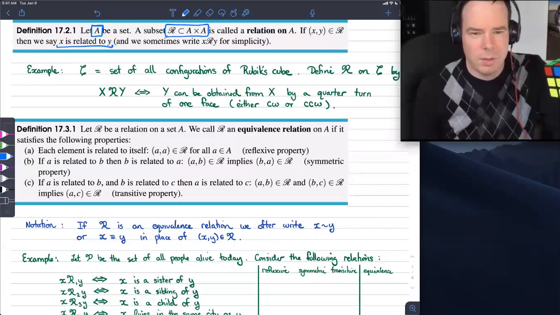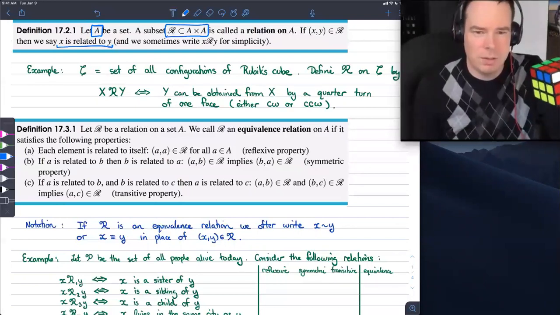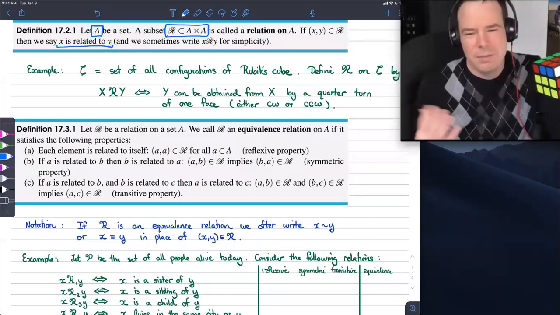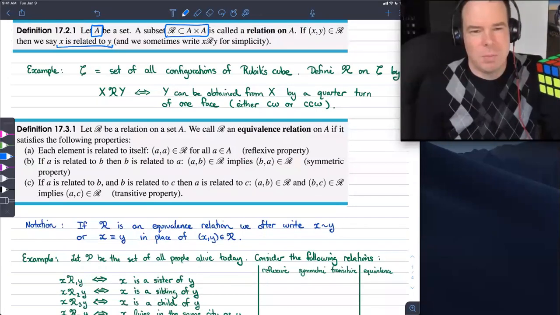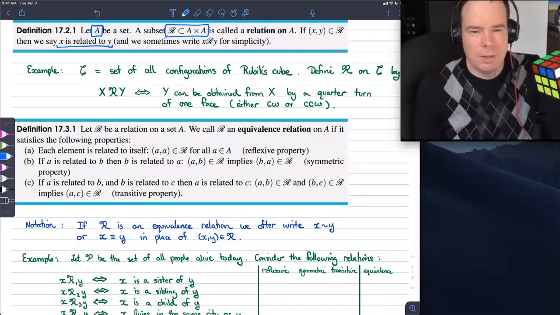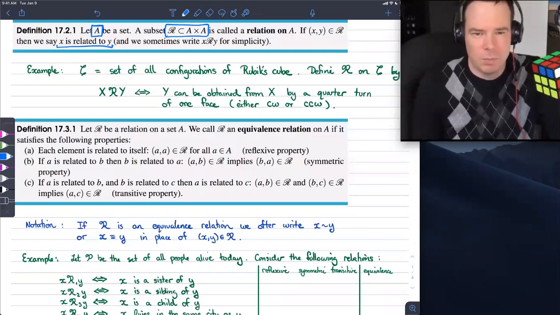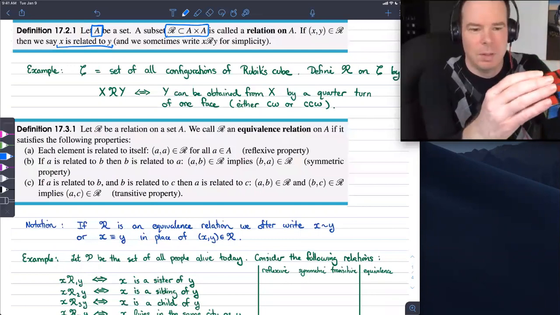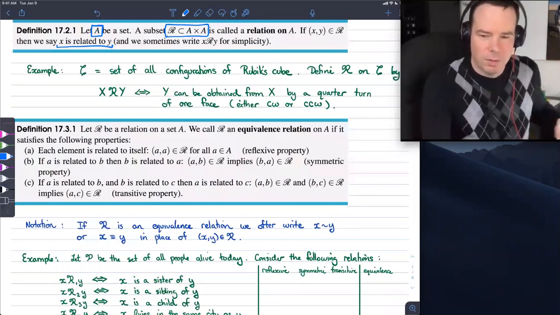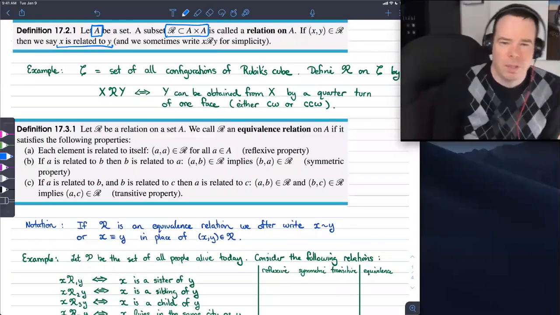Do another quarter turn, that was related to the one I just transitioned through, but this isn't related to the solved one. Kind of deficient in a sense. I kind of want my relations to be what we call transitive, that if X is related to Y, Y is related to Z, then X and Z should be related to each other. There's a couple of other things we want our relations to satisfy, which will make them quite useful for us.